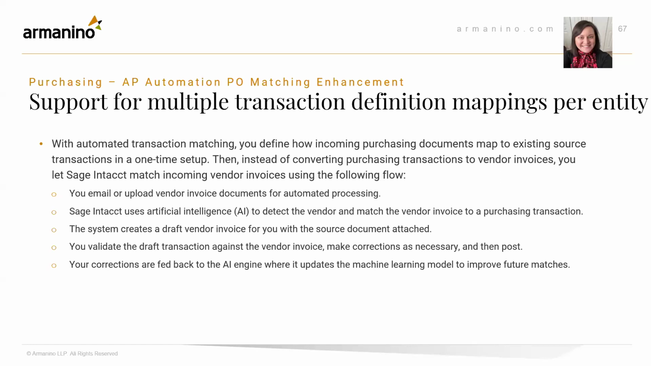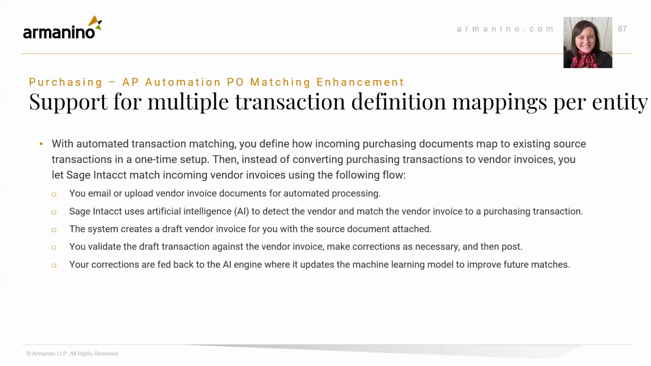Then using the AI, machine learning, detecting the vendor and matching the vendor invoice to a purchasing transaction is what Intacct will do automatically. Then the system creates a draft vendor bill for you with the source document attached. You validate, so a business user would then go and validate the draft transaction against the vendor invoice, make any corrections, other coding, as necessary, and then post.